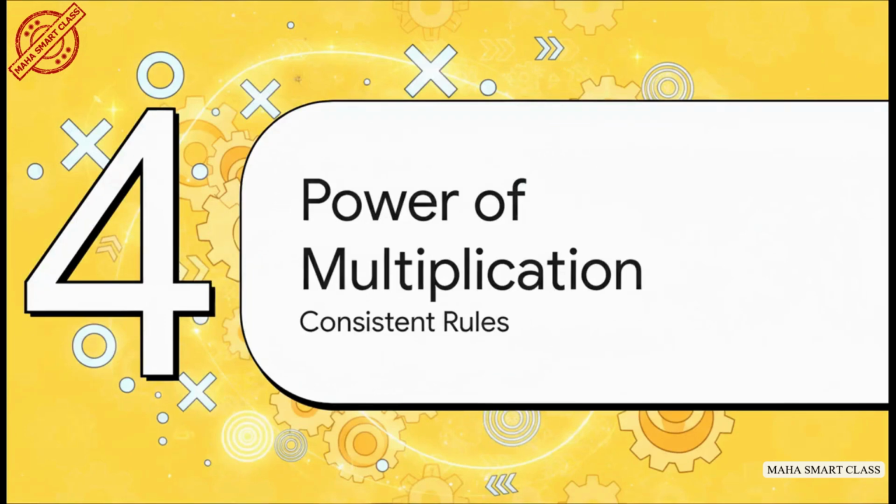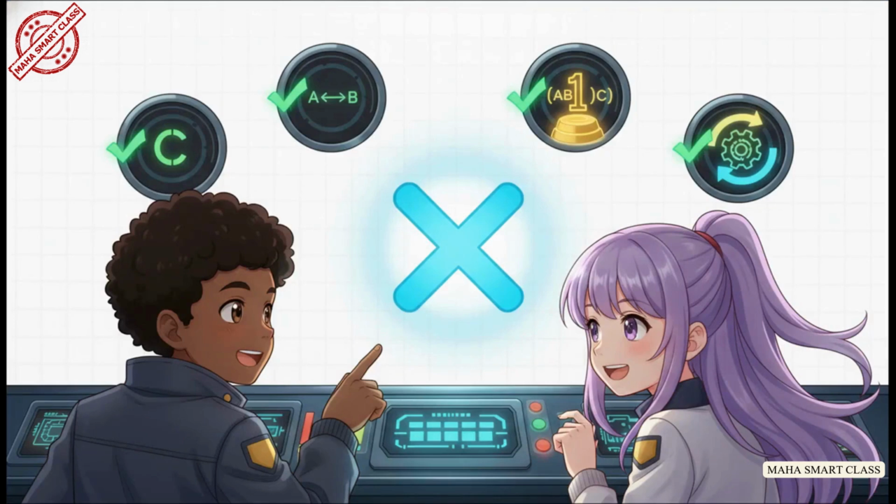Okay, so let's switch gears and talk about multiplication. And the good news is, multiplication behaves a lot more like addition. It follows a really consistent, really predictable set of rules, which makes it an incredibly powerful operation to have in our toolkit. So multiplication pretty much ticks all the same boxes as addition. It's got closure, it's commutative, and it's associative. But it also has a couple of its own special tricks.